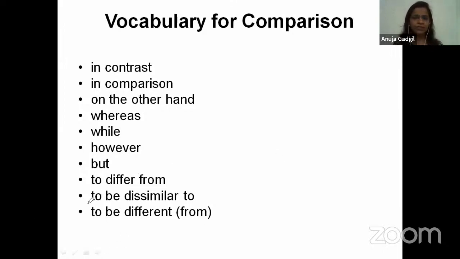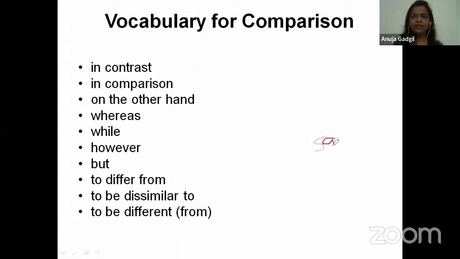Okay, to be similar to. Something is dissimilar to. Dissimilar means alag, opposite, juda. Okay, to be different from or to be dissimilar to. These mean the same. All of them mean the same.